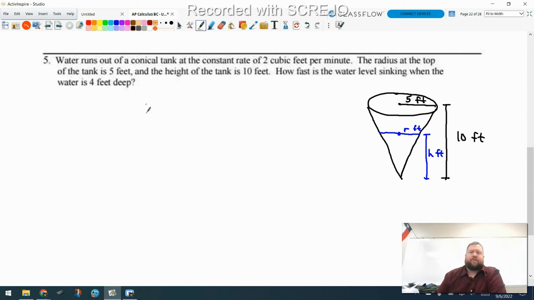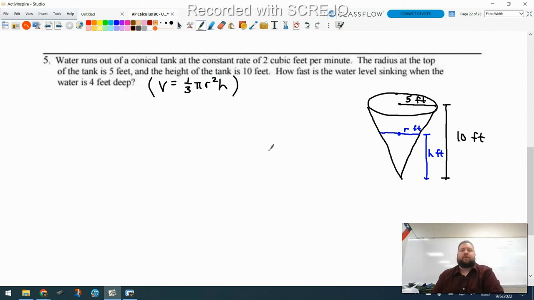This is one they would definitely give you the formula. So volume equals 1/3 pi r squared h. That would be given to you on this one. They don't expect you to remember that formula. Okay, so here's what we know. We know that water is running out at 2 cubic feet per minute. So that is a rate of change of volume. Cubic feet volume per minute rate of change. Running out, getting smaller, -2 feet cubed per minute.